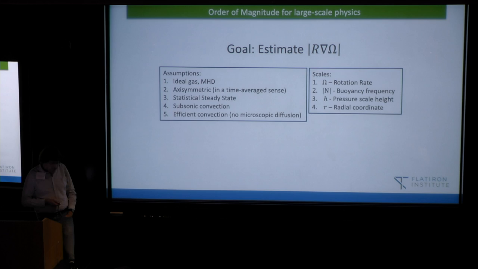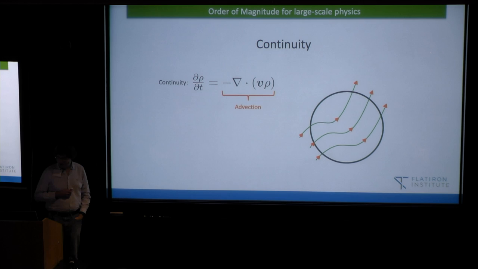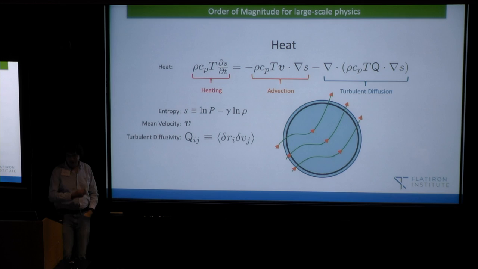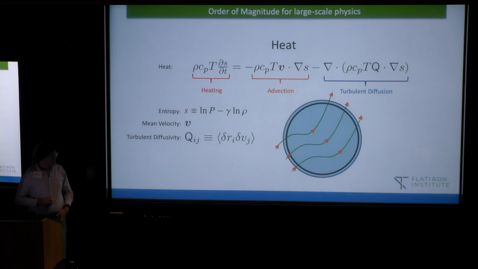There are three equations governing this, which we've seen a few times already. This is just continuity: the change of the material in a volume is set by advection through the volume. And we have a heat equation, so the change in the entropy in a volume is given again by an advection. Here the velocity is a mean velocity, so I want to think about this as a slowly varying quantity. Because I'm doing that separation into slowly varying and fluctuating, there's also a turbulent diffusion term, which is just coming from that separation of scales.